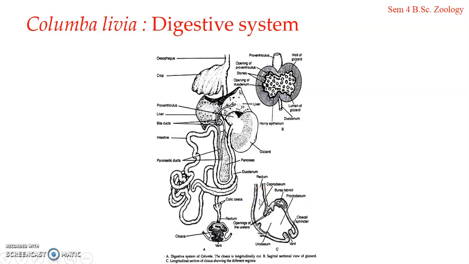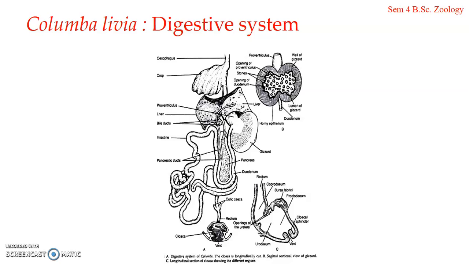Cloaca is a large chamber. It is divided into three linear chambers. You can see this is the anterior part, because the rectum opens into the cloaca here, and this anterior part is known as the coprodeum. It receives the rectum. And then a short middle urodeum. This is the urodeal region, right? It's very short.